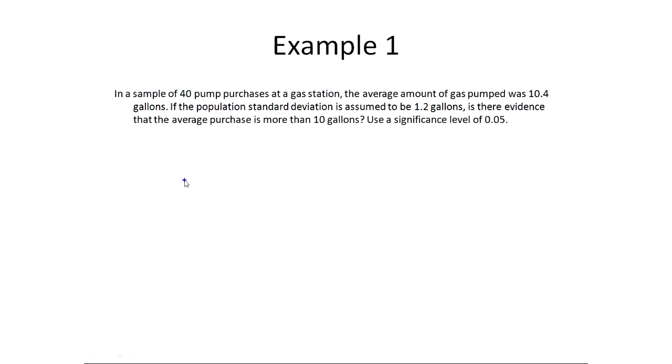So here in example 1, we're told we have a sample of 40 pump purchases, so that means we have a sample n equals 40. And the average amount was 10.4 gallons, so x bar was 10.4. The population standard deviation is assumed to be 1.2, so that's actually sigma. If sigma is known, it means we're going to use a z-test to test the question about the mean. We want to know, is there evidence the average purchase is more than 10 gallons? So the claim we're trying to test is that the average is more than 10.